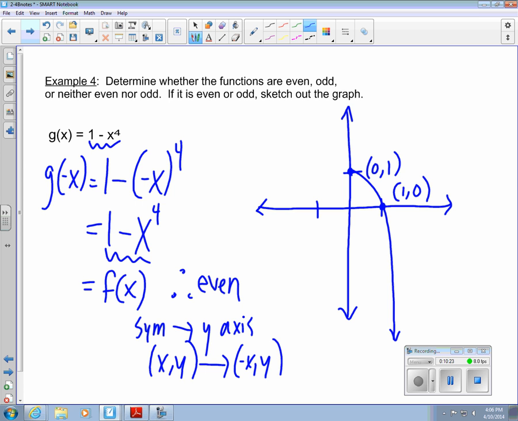And because we know that this is an even function, it's symmetric to the y-axis. So we know that we also have the point (negative 1, 0). So plotting that accordingly as well. And that's just a rough sketch.